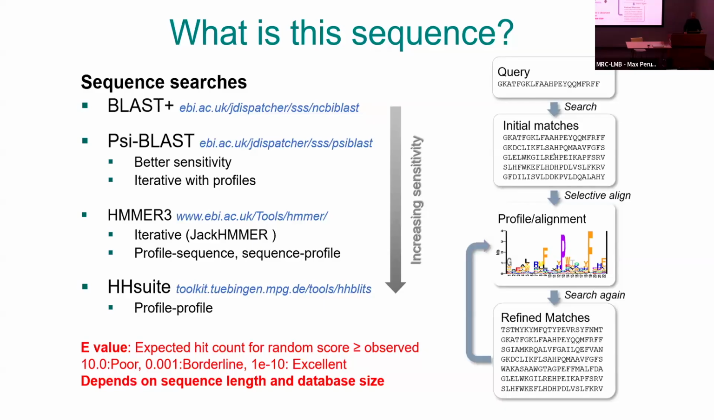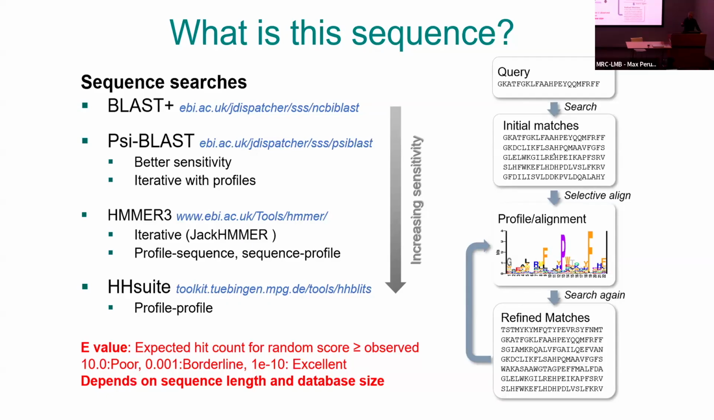And then you can repeat this whole process. You go from alignment to matches, make a new alignment, match again. And so you can get an ever improving, more sensitive alignment. All of these searches tend to report something called the E-value. Just point that out to you.